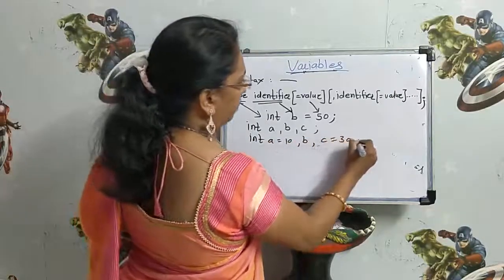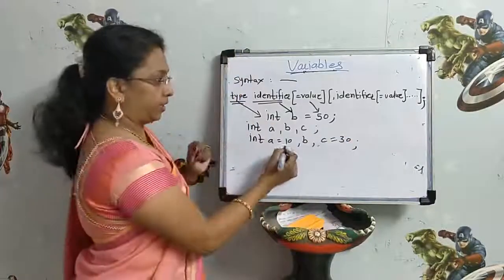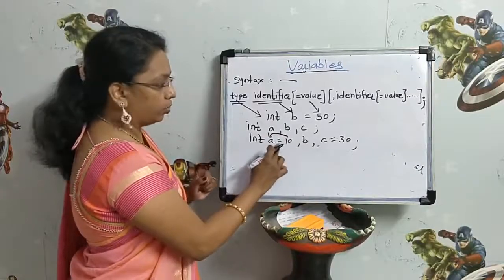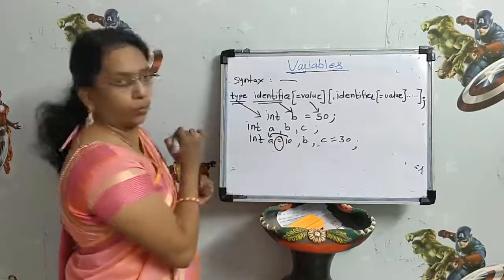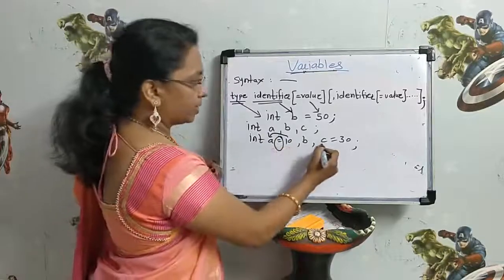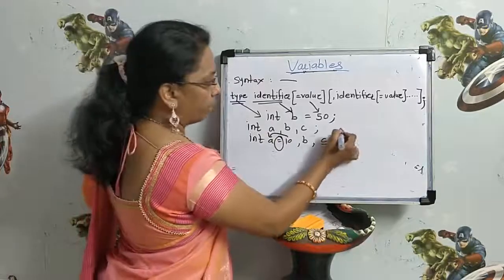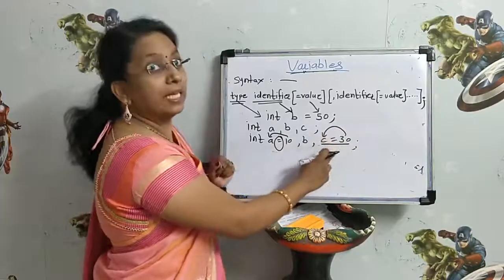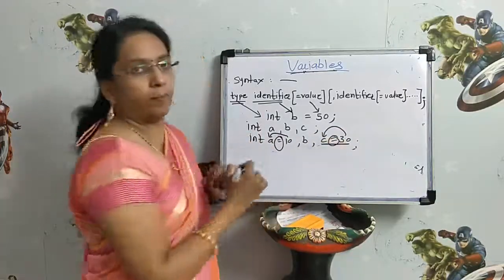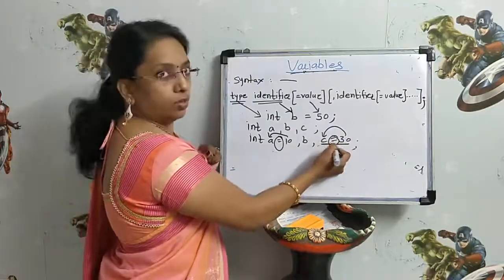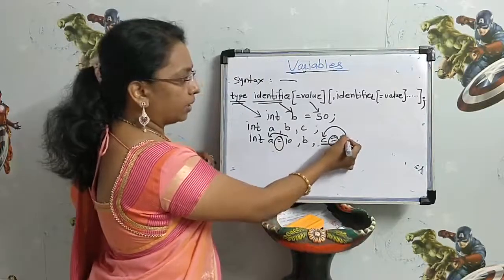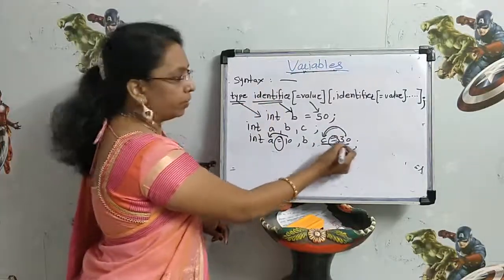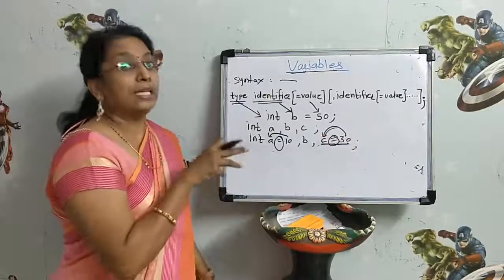Whenever I want to initialize the variables, I can write int a equal to 10, comma b, comma c equal to 30. So here what does it mean? I am initializing the value 10 to a using the assignment operator equal to. Whenever I say c equal to 30, this value is going to be stored in variable c. That is called initialization using the assignment operator equal to. When I use this operator, it will store that particular value in variable c. This means initializing the variable with value 30. This is called initialization.